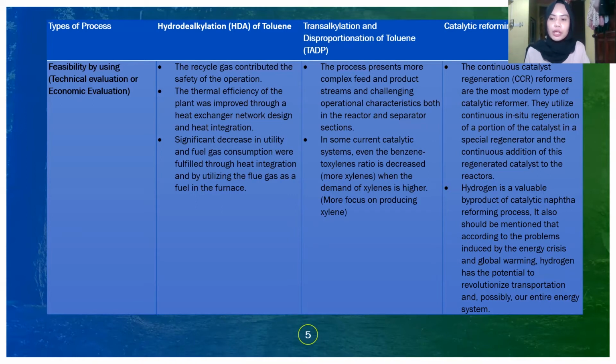Hydrogen is a valuable byproduct of the catalytic naphtha reforming process. It should also be mentioned that, according to the problems induced by the energy crisis and global warming, hydrogen has the potential to revolutionize transportation and possibly our entire energy system. This is the end of our comparison of our 3 processes to produce benzene. Now, let's look at the scoring method that we have made.